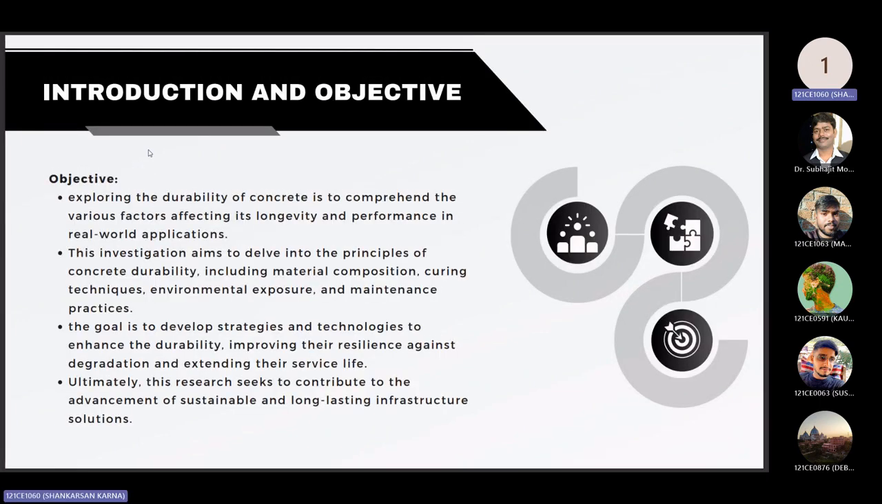Next, the primary objective of our study is to explore the different factors affecting the longevity and the whole life of concrete structures, and also to understand how concrete lasts so long and how can we make it last even longer. How can we make it even resistant to different types of environmental conditions or different attacks that happen to it. So studying different methods to enhance the durability is primarily important to achieve a sustainable and long lasting building.